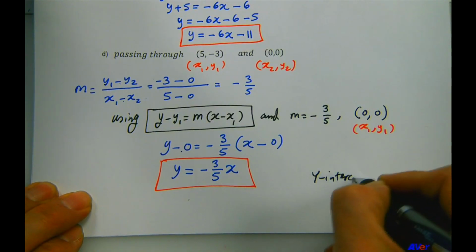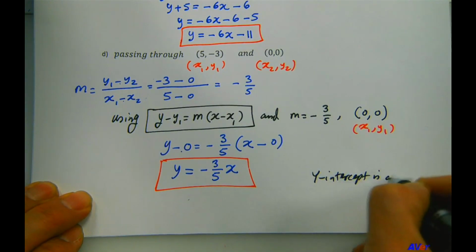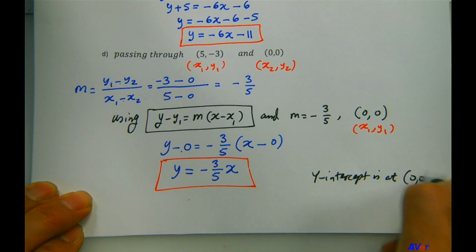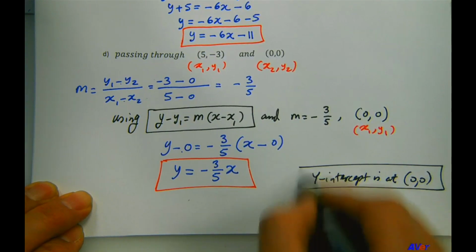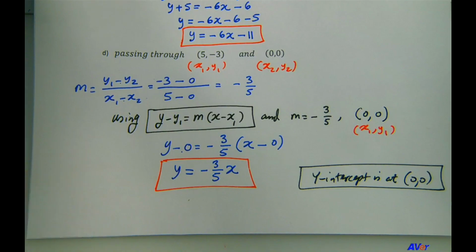So that means this line is going through the origin. Any line that goes through the origin has its x and y intercept at the same location, which is the origin.